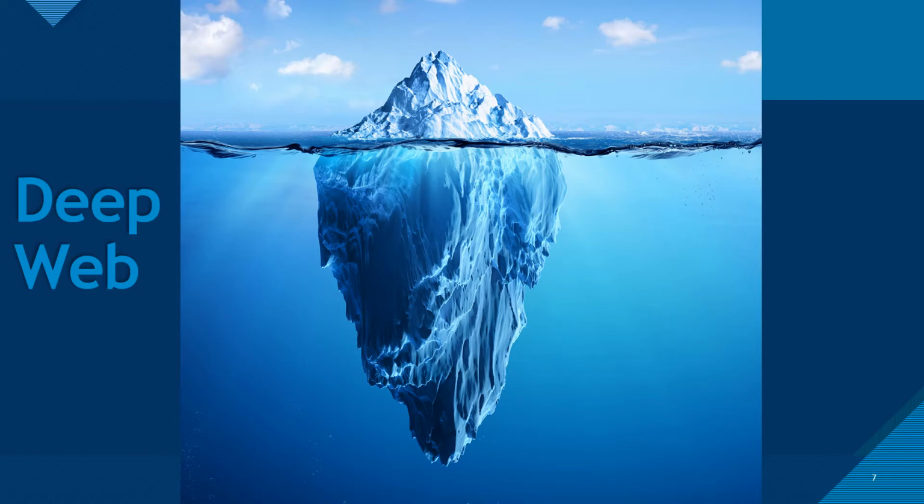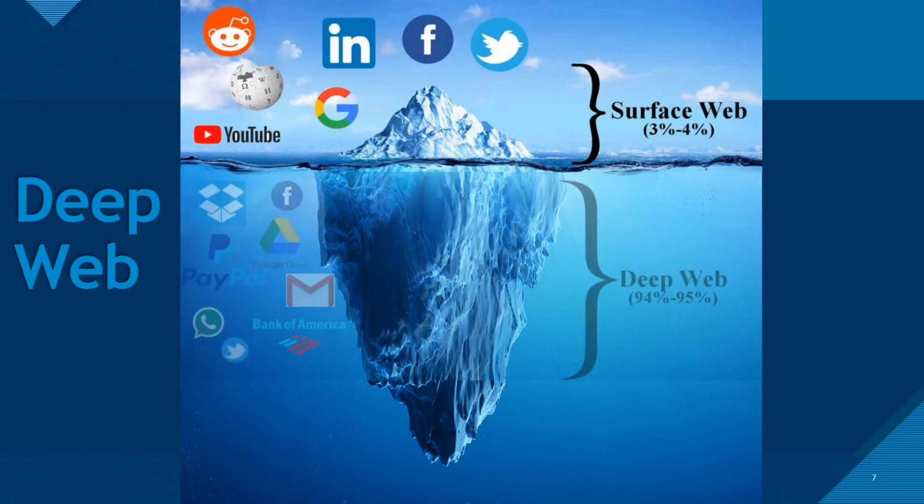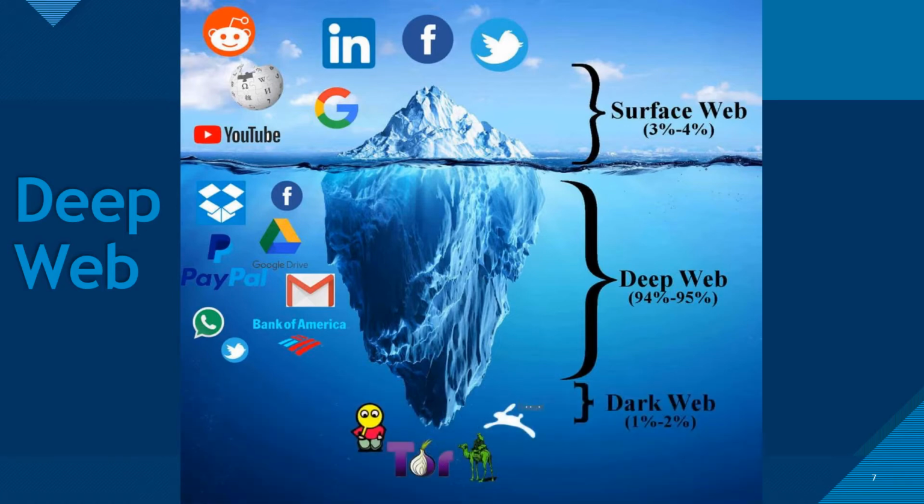The amount of internet that we are accustomed to searching on is known as the surface web or clear web, and it only amounts to 3 to 4% of the information on the internet. The other 94 to 95% of the information that is on the internet resides on what is known as the deep web. The final 1 to 2% of the information on the internet resides on the dark web.